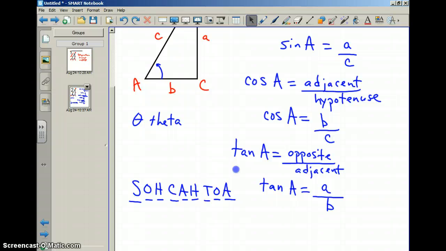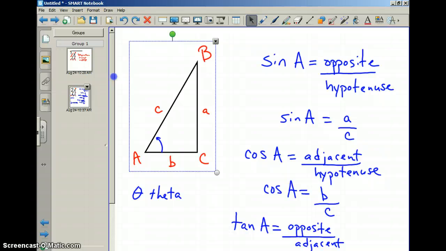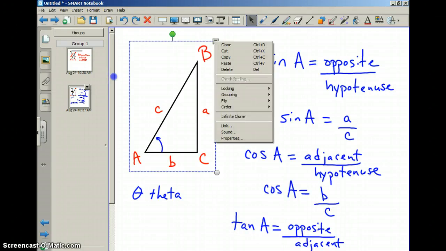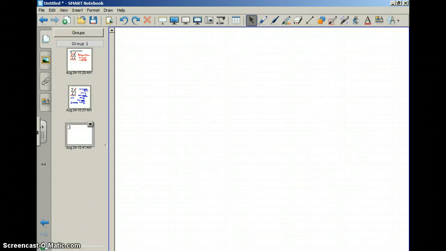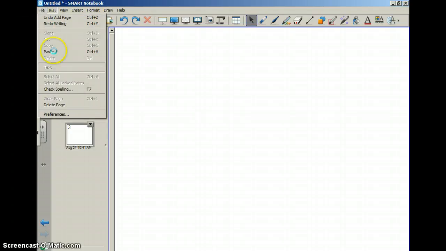What if we knew the value of two sides of this triangle, maybe side a and side b, and we would like to find out the measure of angle A? How large is angle A? Well, when you're looking for angles, you can use the inverse function of these trig functions, or arc sine, arc cosine, or arc tangent. So let's look at an example where we're trying to find an angle.